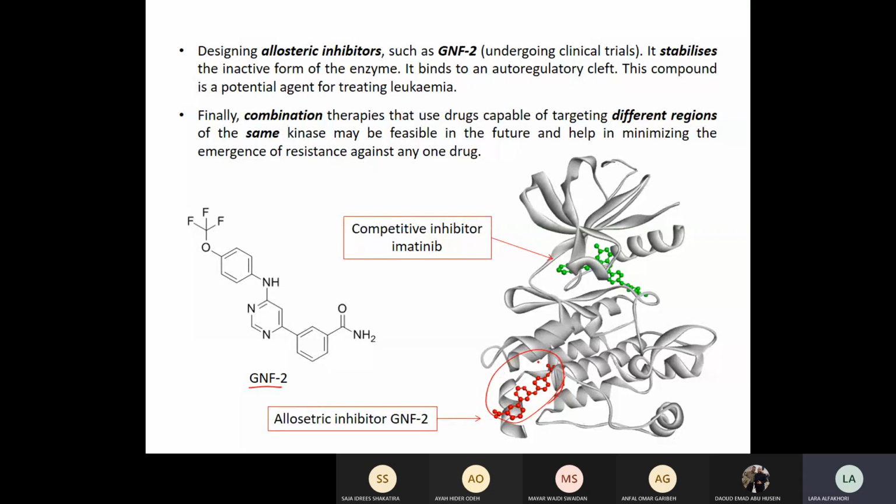Notice where it binds, even in the C loop, which is way away from the ATP binding site. Another even more successful approach would be a combination therapy of allosteric inhibitors and, let's say, ATP inhibitors.